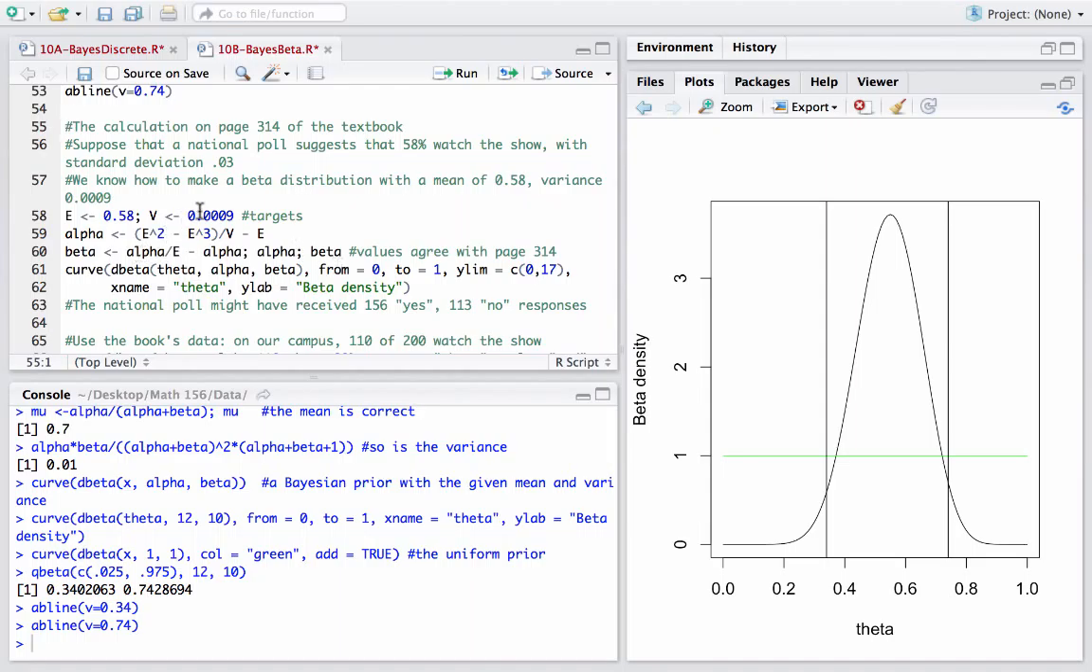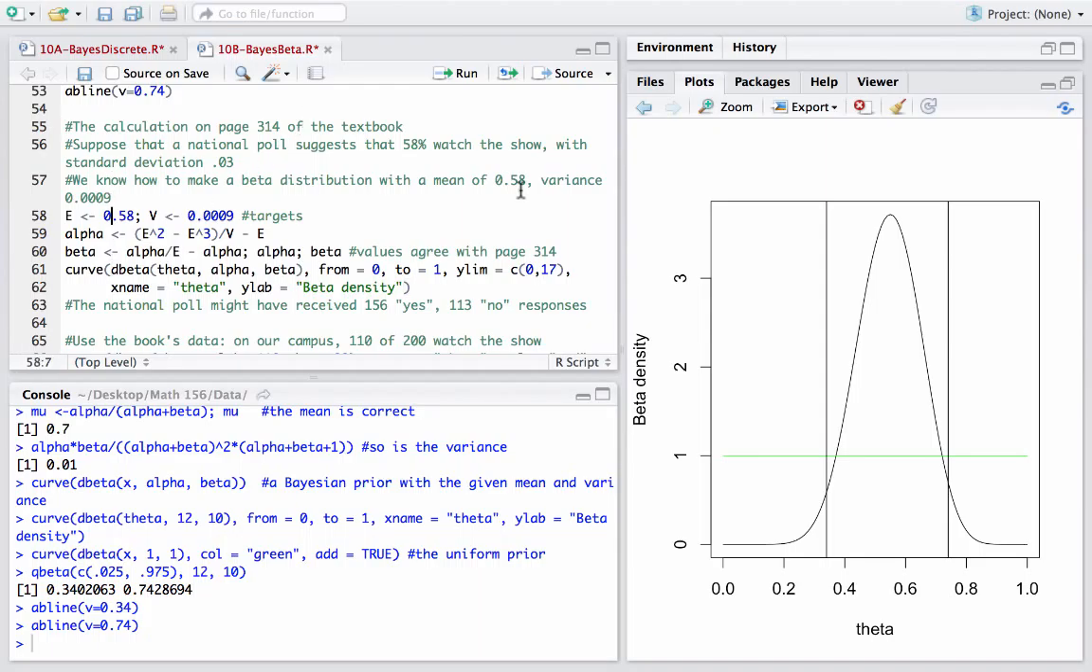Okay, so then the textbook says, well, what if you could do better than a uniform prior? What if you had some data about a national poll and you're willing to believe that your campus is a microcosm of the national? The national poll suggests that 58% watch the show, and they have put some fuzziness on their estimate, saying the standard deviation is 0.03. So Paul says, and this is actually maybe an argument for using the method of moments instead of the rant I just went on, where maybe you don't have the data, you only have an idea about the expectation and the variance, fine.